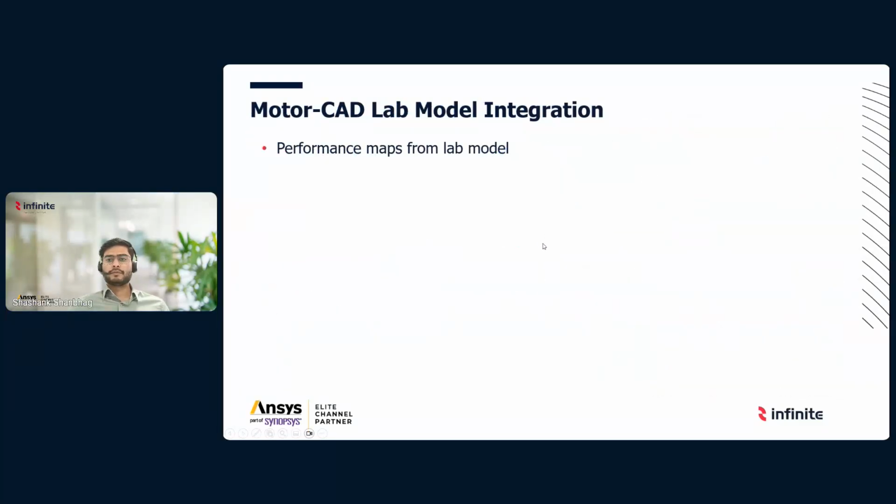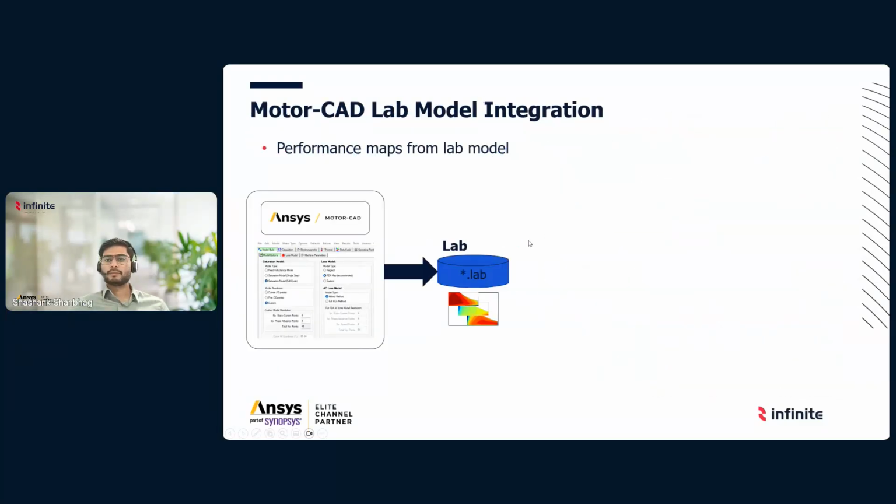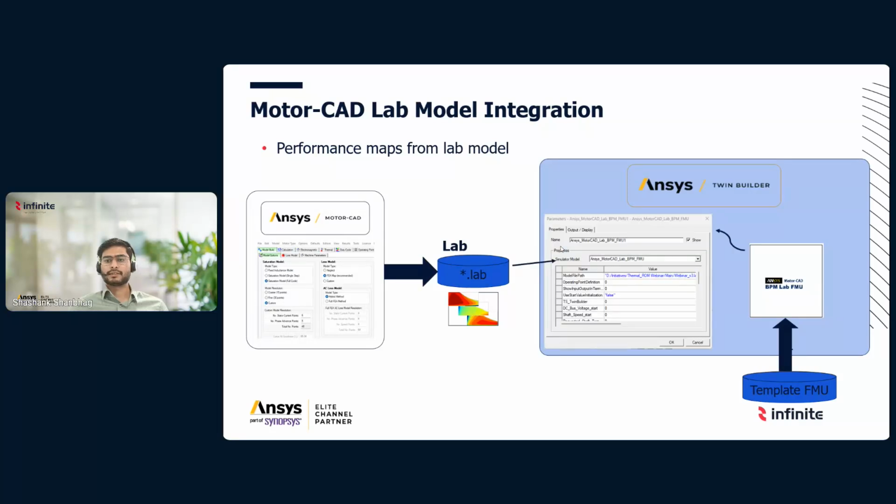Here, for example, we can import a template for a permanent magnet machine from MotorCAD. Once you open the template component inside the Twin Builder environment, it opens a window that asks for the path of the lab file. The important thing worth mentioning here is that once you export the lab model, you do not need to have the MotorCAD license anymore. You can use the solver that is exported with MotorCAD inside this FMU. So the license is released there.